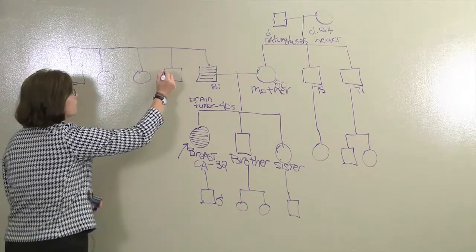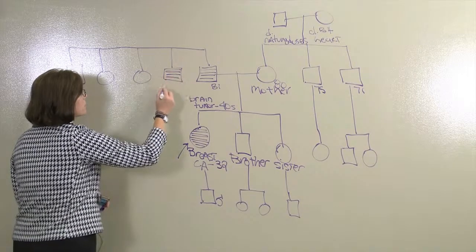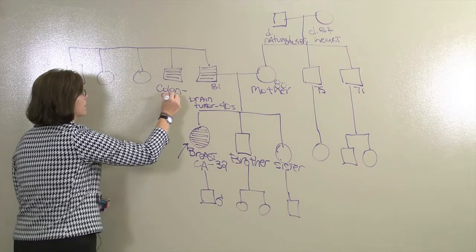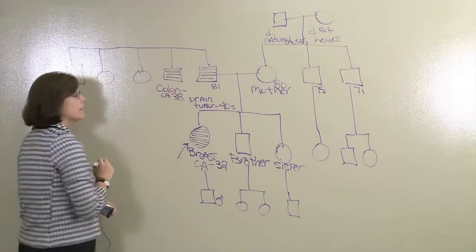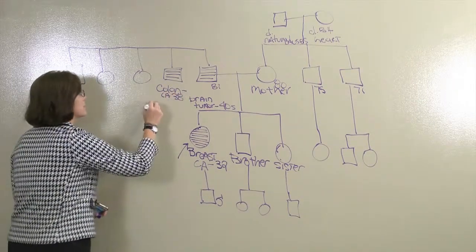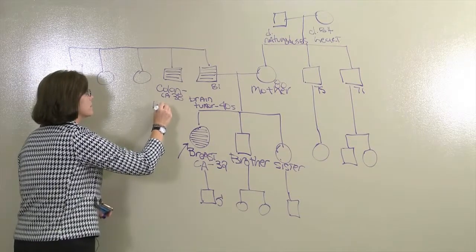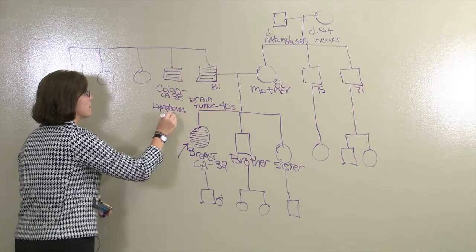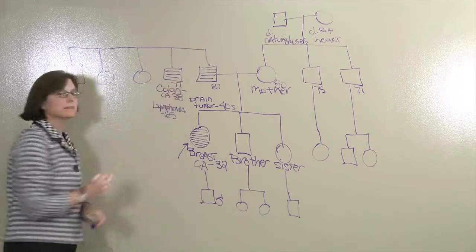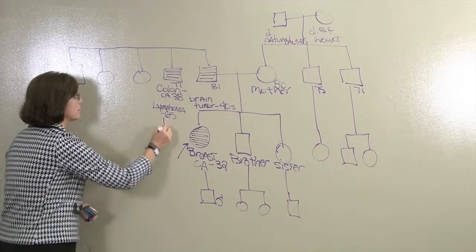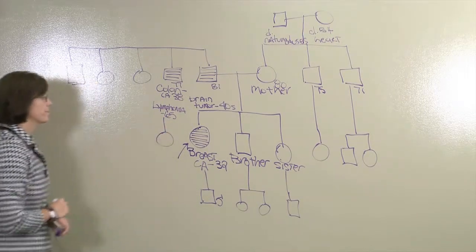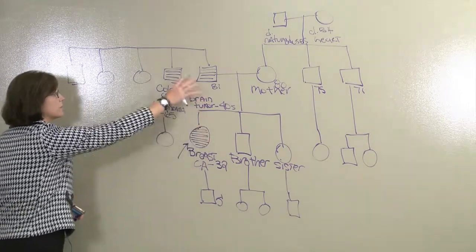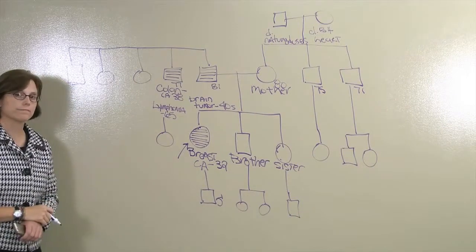And let's say one uncle was diagnosed with colon cancer at 38, and then he developed lymphoma at 65, and he's still living at 77. And he has a daughter. Again, this person is this individual's paternal first cousin.